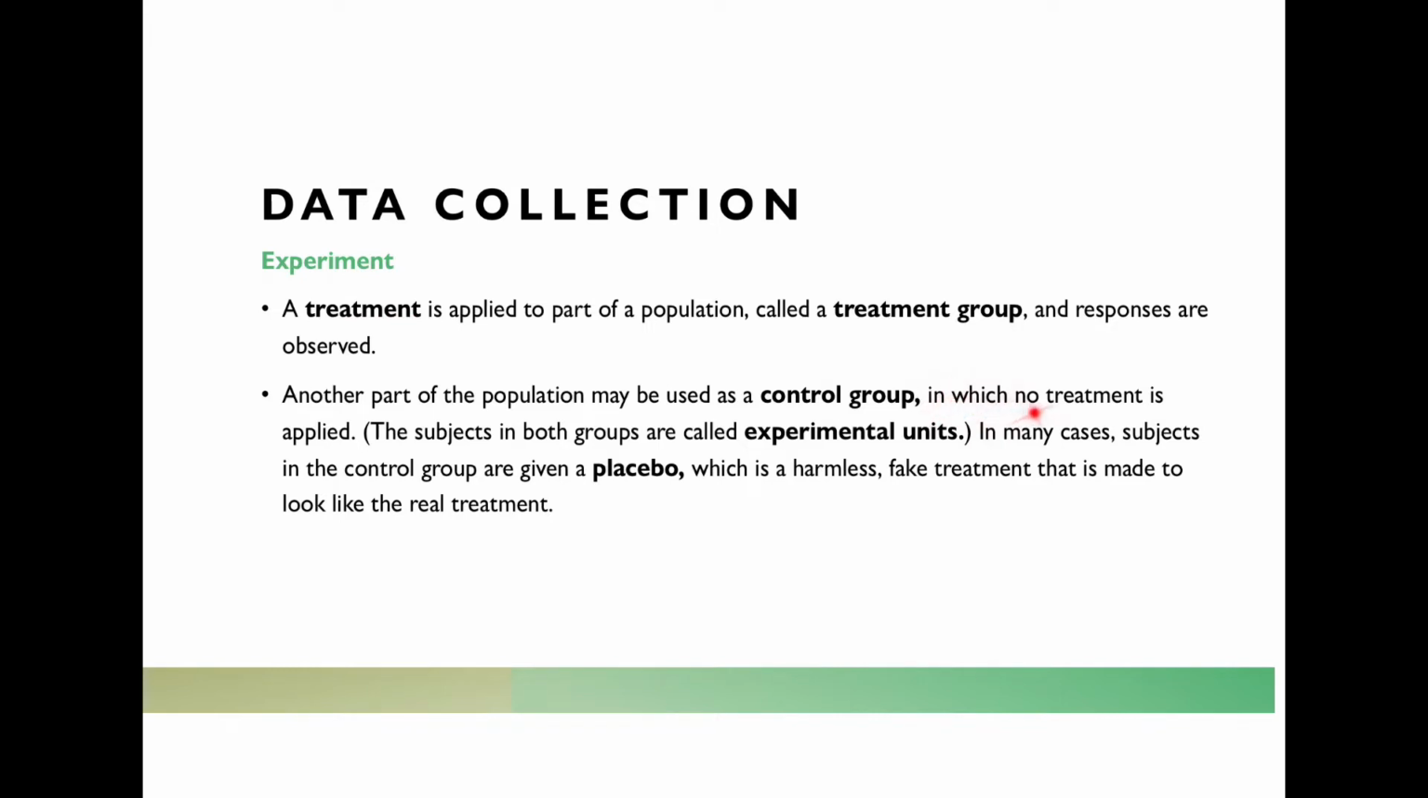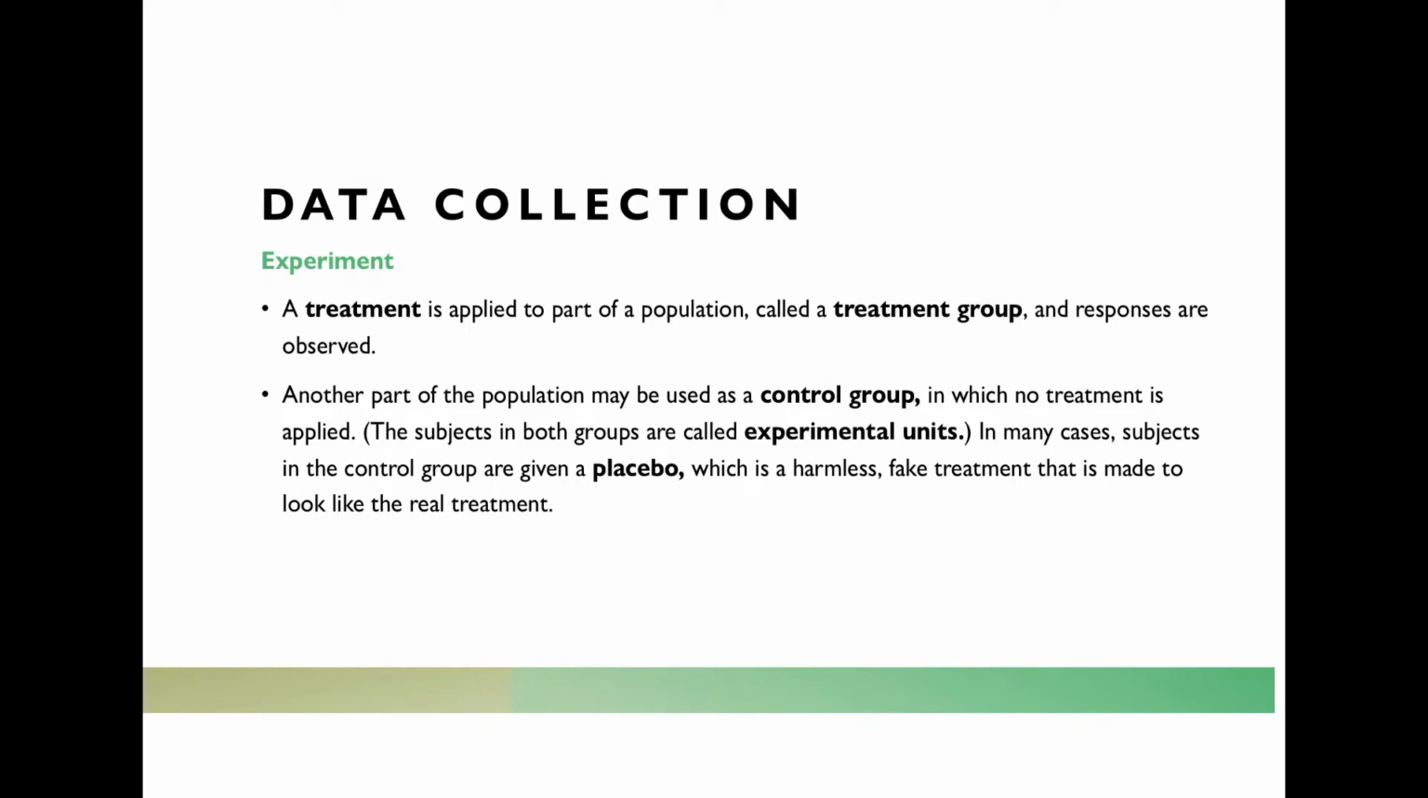To the control group, no treatment is applied. The subjects in both groups are called experimental units, or subjects, sometimes is how they're just referred to. Now, with that control group, many times the control group will receive something called a placebo, which allows the participant to believe that he or she or it is receiving a treatment. But it's like just giving them a sugar pill, right? There's nothing real to it.